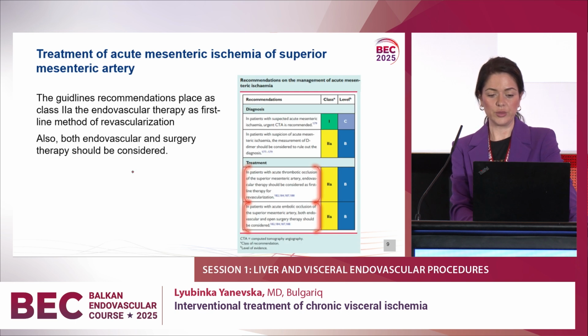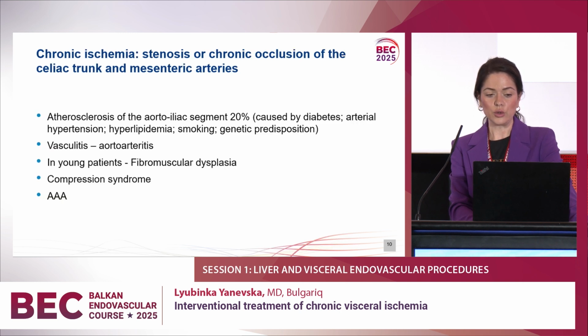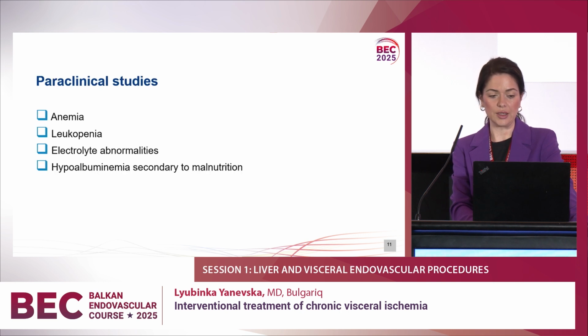The guideline recommendation places class 2 endovascular therapy as the first-line method of revascularization. Also, both endovascular and surgery therapy should be considered. Chronic ischemia: stenosis or chronic occlusion of the celiac trunk and mesenteric arteries, atherosclerosis of the aortoiliac segment in 20%, vasculitis aortoarteritis in young patients, fibromuscular dysplasia, compression syndrome, and AAA.